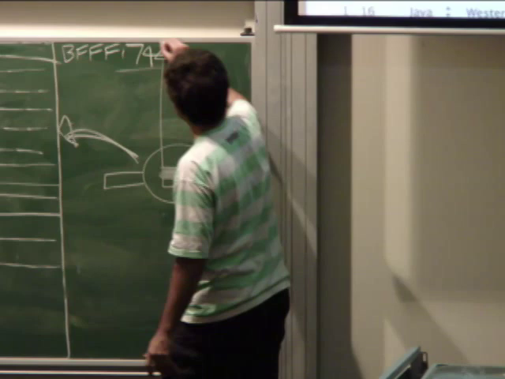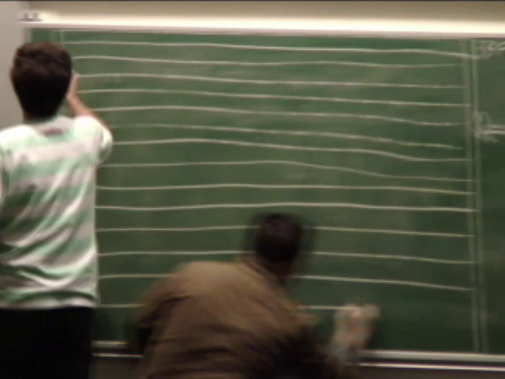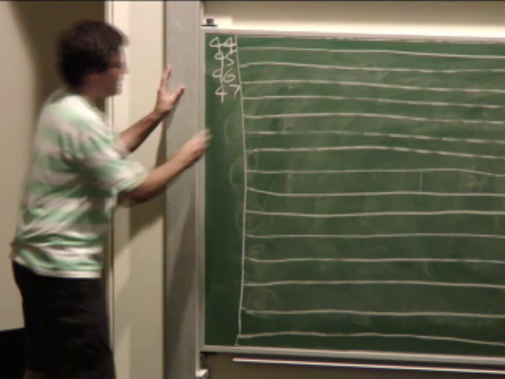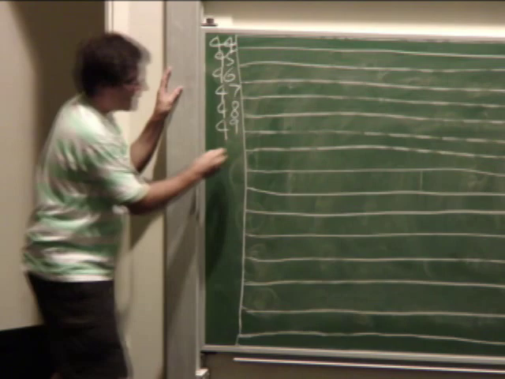So this is something, something, something, something, 4-4. So let's just write this down as 4-4. This is address 4-4. So this is 4-5. This is 4-6. Thank you very much. This is 4-7. This is 4-8. This is 4-9. What comes after 4-9?